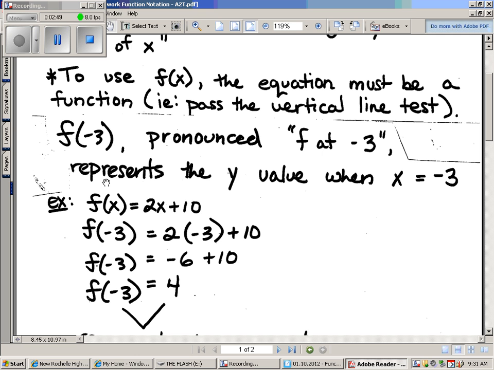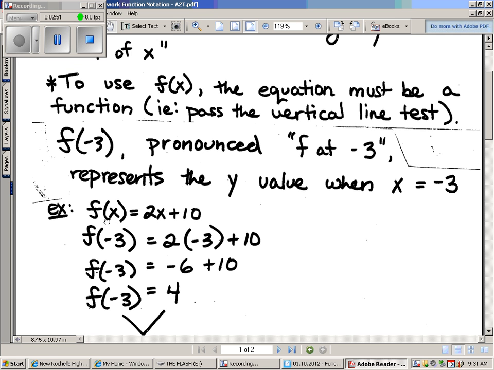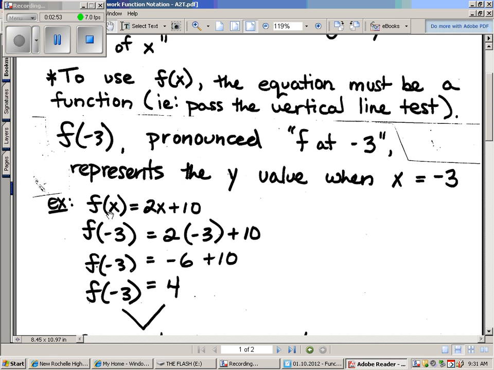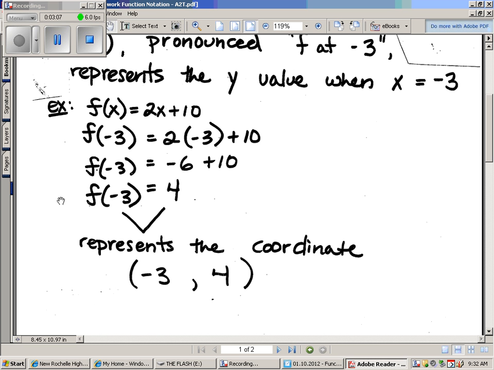And here's an example, right? Here's the original equation over here. F of x equals 2x plus 10. We're finding f at negative 3. Look what I did. All I did was plug negative 3 in right there. Simplify it down. And then f at negative 3 equals 4. What does that mean? It means that negative 3 comma 4 is a coordinate on the graph. So negative 3 is x, and 4 is y.